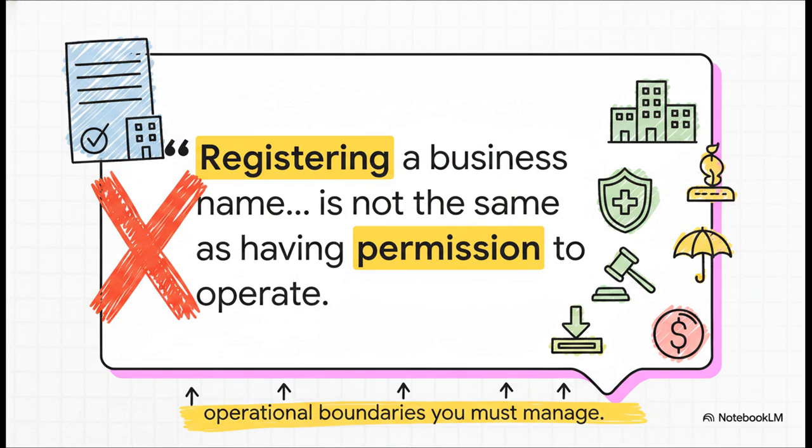Now here's a super common trap that owners fall into. Registering a business name or incorporating, that is not the same thing as having permission to operate. Just because your legal structure is set up, it doesn't mean you can skip checking for local permits, licenses, zoning rules, municipal approvals, professional registrations, or specific insurance. Operating permissions are a distinct, critical boundary that you have to manage.